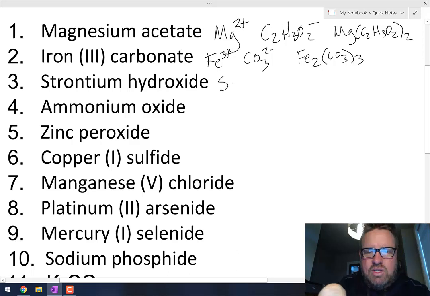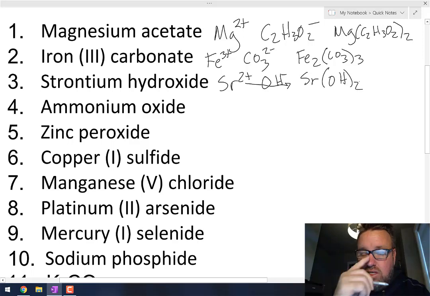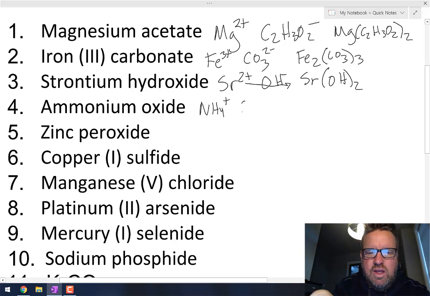Strontium hydroxide. Strontium has a +2 charge. Hydroxide is OH minus. So again, the 2 is going to come down here. Again, the mistake that students make is they oftentimes forget parentheses on that hydroxide. Make sure you put that on there. Okay, so Sr, parentheses, OH, parentheses 2. Ammonium oxide. Ammonium is NH4 plus, and then oxygen has a 2 minus charge. So the 2 is going to come down here. So we're going to have (NH4)2, and then just the O.